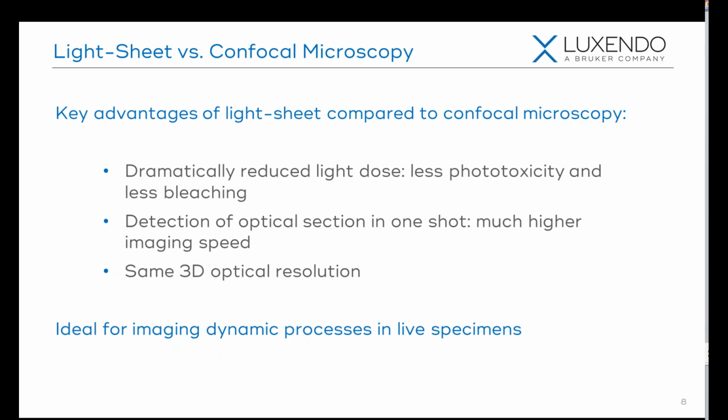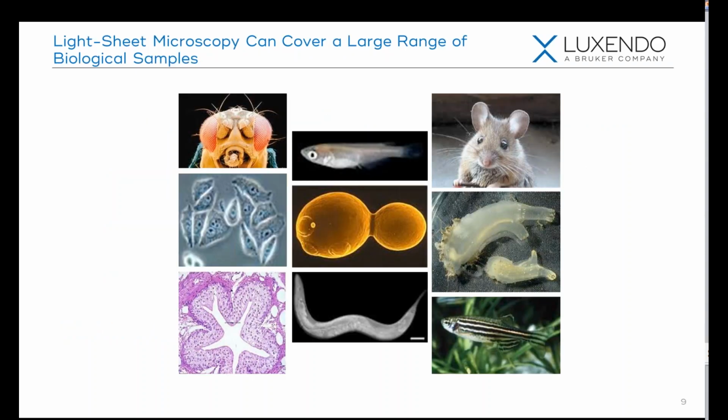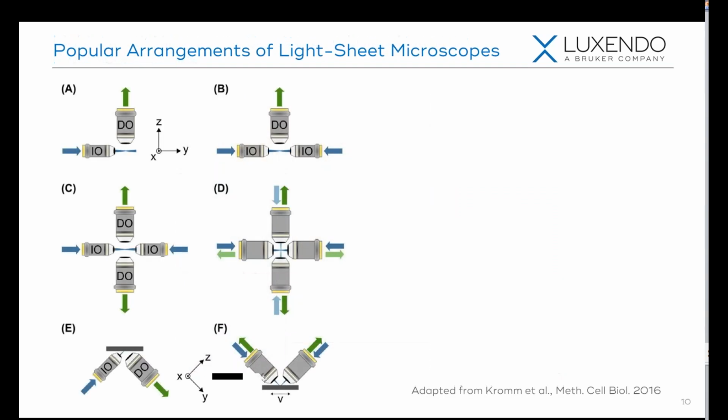However, as we know, there's an extremely large variety of experimental systems and model organisms, and just as there is no imaging platform that works for everyone's various samples and experimental needs, there is no light sheet that's going to work for everyone. And this has resulted in a very diverse array of light sheet geometries, and some of the more popular ones are highlighted here. For clarity, IO and the blue lines stand for illumination objective, and DO stands for detection objective.